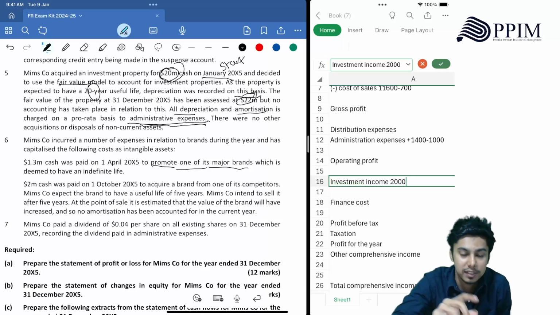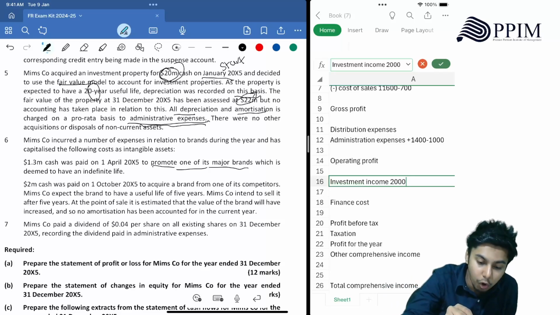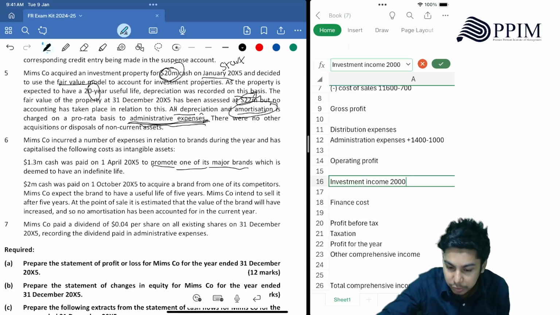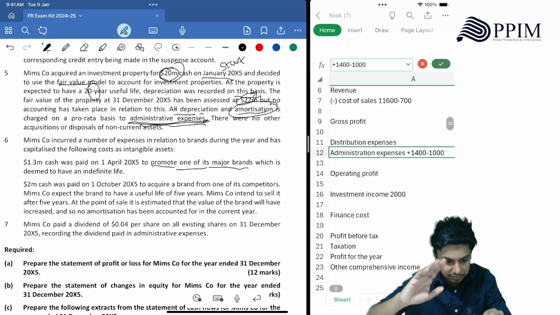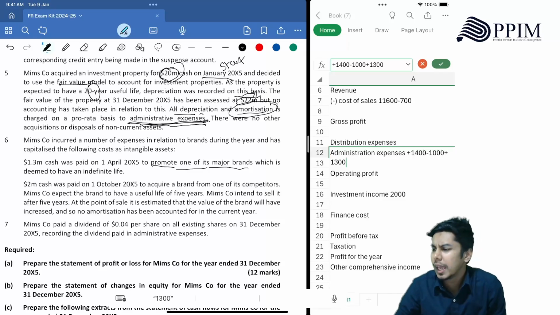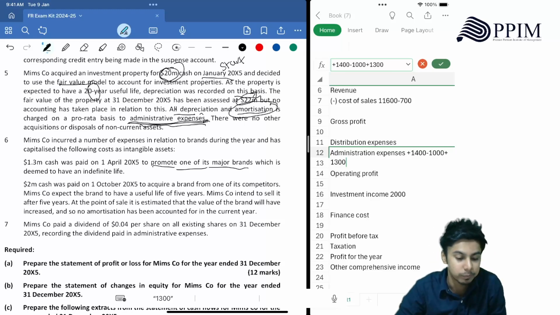It's an expense. Remember, this paper says all depreciation and amortization are marked inside administration expenses. Because of that, go to administration expenses and add another 1300. It's an expense related to the brand name. Mark it over here. I actually would have marked that to distribution expense because it's promotion, but the paper says we have to mark it to administration. That's why I have taken it over there.